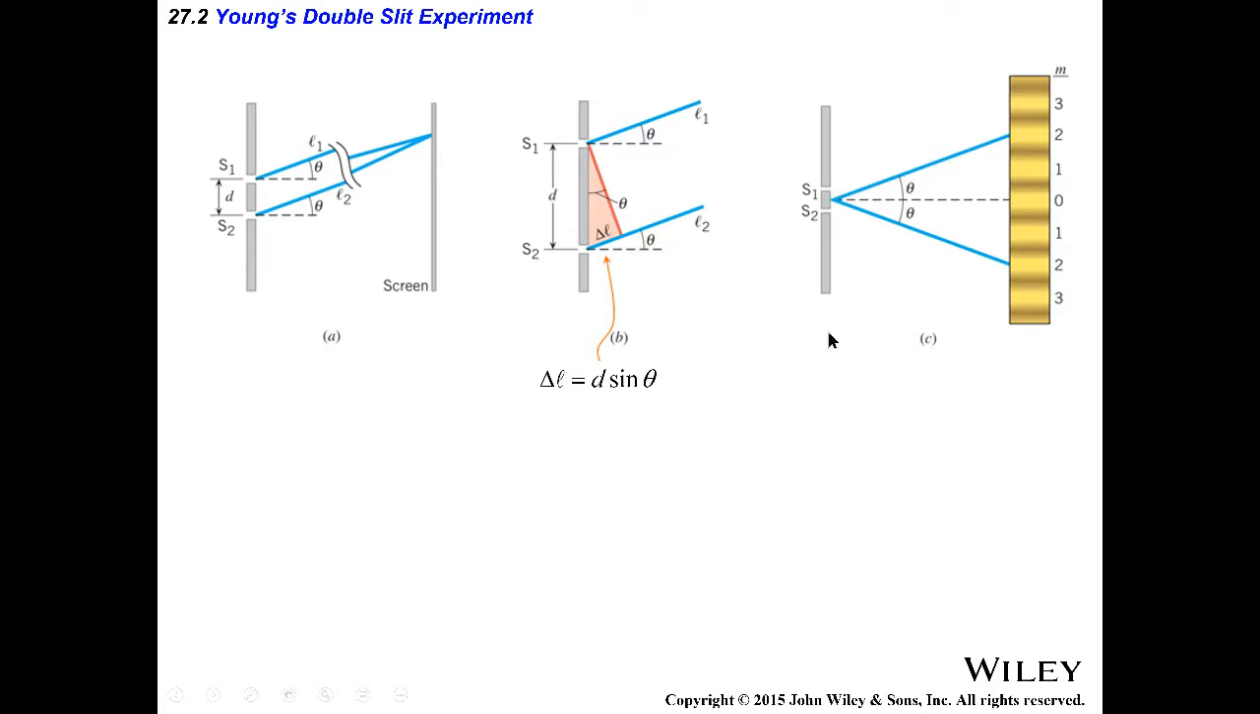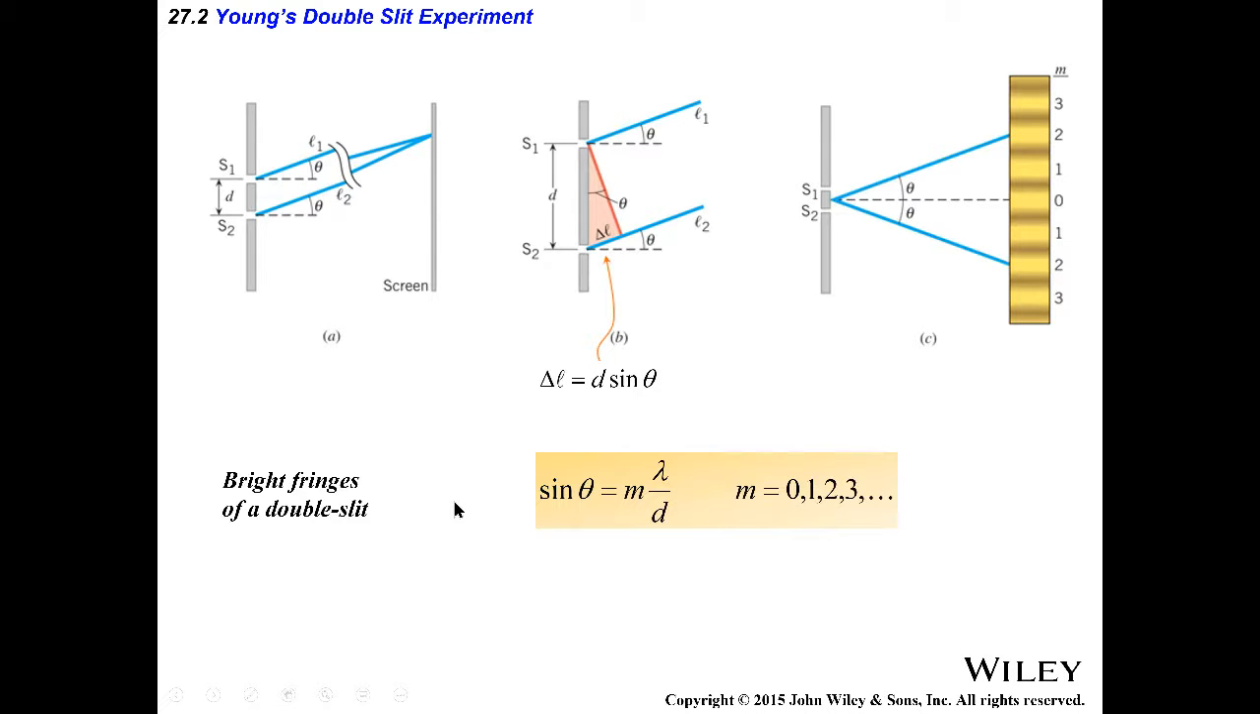All right? And now, what I want to know is, what is the angle where there's a bright fringe? Well, a bright fringe occurs when sine theta is m lambda over d, because if the path difference is exactly an integral multiple of the wavelength, they will be in constructive interference. And so this would be the formula.